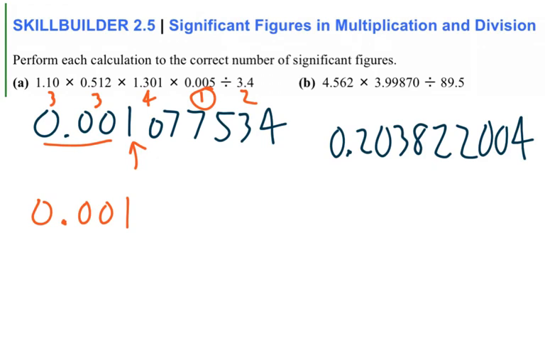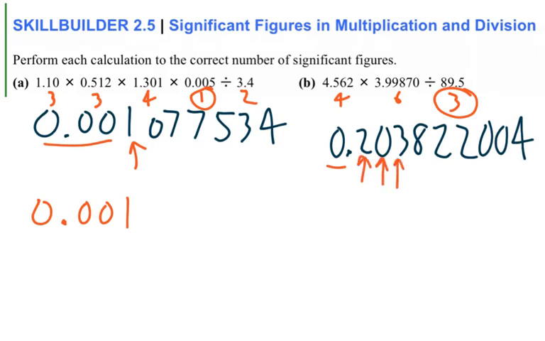So, again, we're going to use the multiplication division rule. 4.562 has 4 significant figures. 3.99870 has 6. That 0 at the end is a trailing 0, and there's a decimal point, so it counts. And the last number has 3. Clearly, the last number is the lowest with 3 significant figures. So remember, the first leading 0 doesn't count. We want to show 3. So here's our first, our second, and our third.